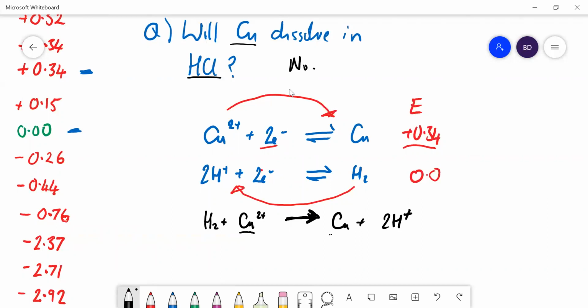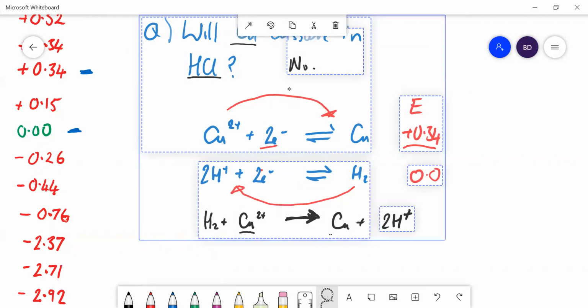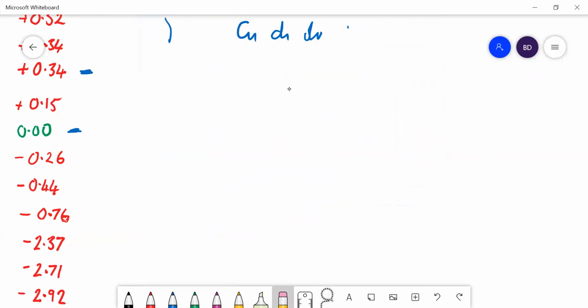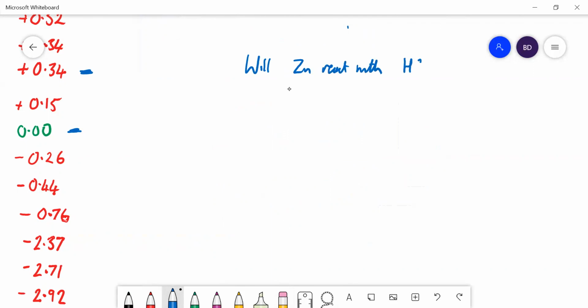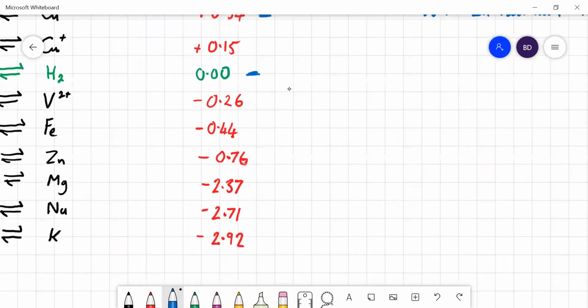Right, let's ask another question then, another example. Let's have, will zinc react with hydrochloric acid? Okay, so if we have a look at our values in tables here, we've got our zinc one there.